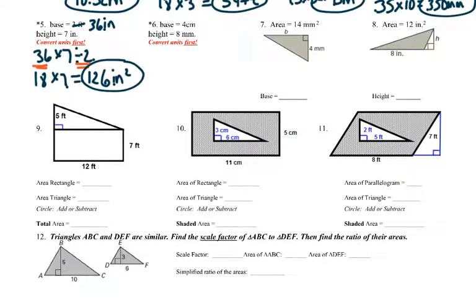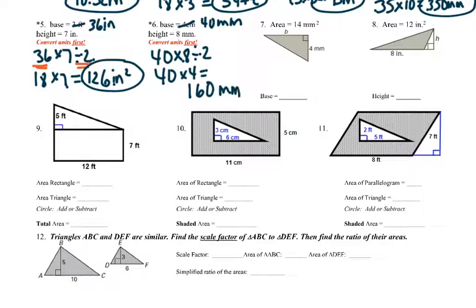Base is 4 centimeters, height is 8 millimeters, this would be 40 millimeters. So 40 times 8 divided by 2, or 40 times 4 is 160 millimeters squared. So far so good? Now we're going backwards. They're telling us that the area is 14. So b times 4 divided by 2 is equal to 14, or 2b equals 14. So base is 7 millimeters.